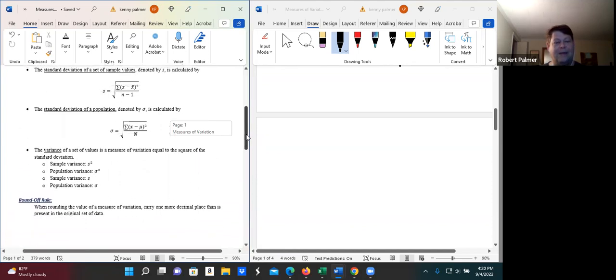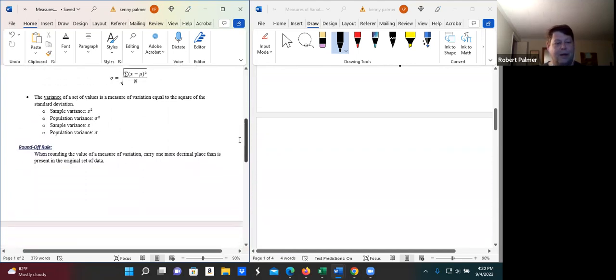Now, before we look at some examples, here is a round off rule that's a good idea to follow. When rounding the value of a measure of variation, carry one more decimal place than is presented in the original set of data. So if all your data values are given to the first decimal place, then for the variation, go at least one more decimal place beyond that.